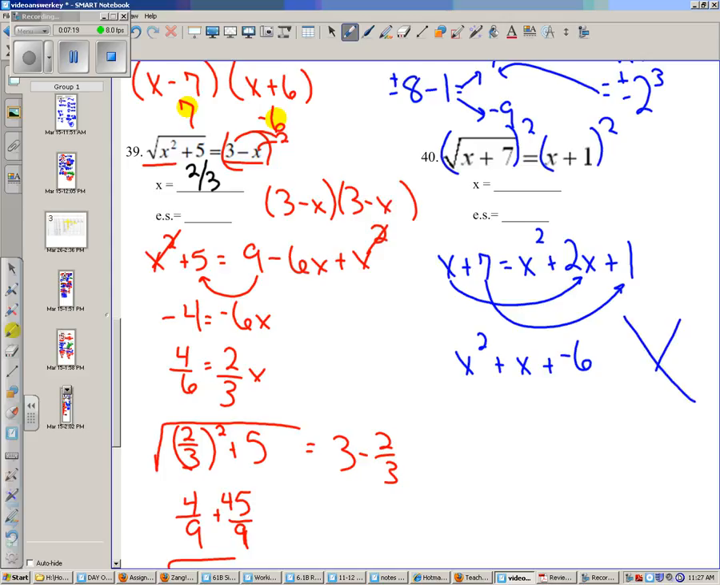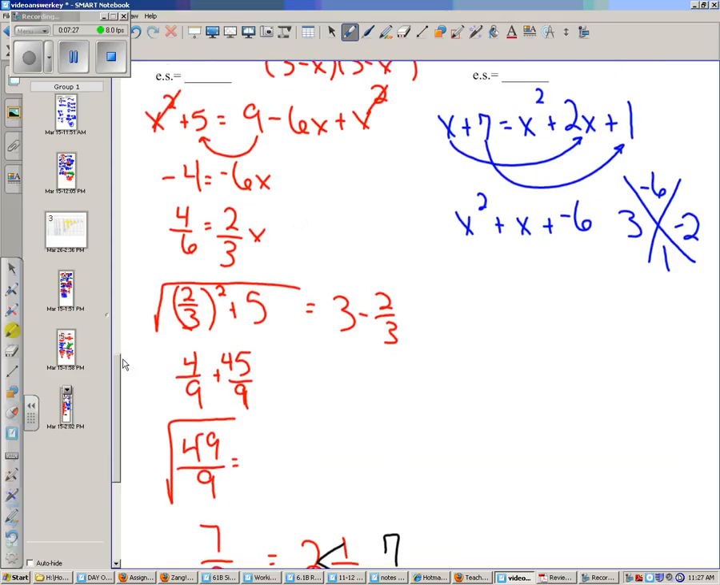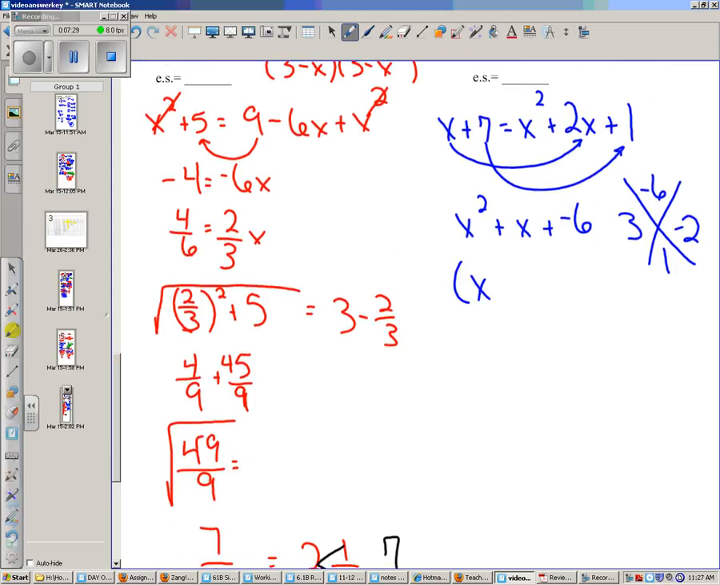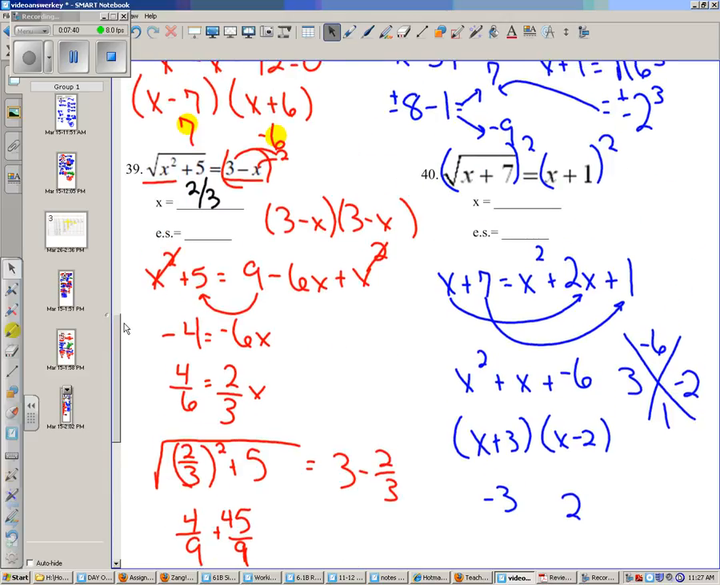So I'm going to factor. A times c goes here, b goes here, and my two side numbers are going to be 3 and negative 2. So when I set up my parentheses, I'll have x plus 3. That'll give me negative 3. And x minus 2, which will give me 2. And now to see if they're extraneous, I'm going to take them both, put them back in to the original equation, and I'll start with 3.